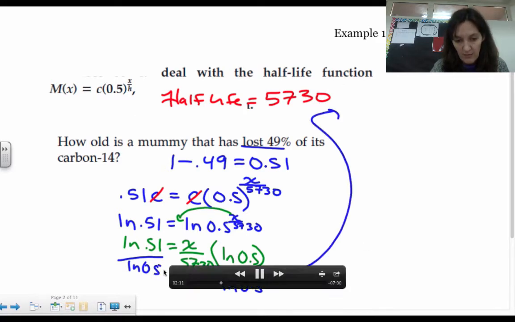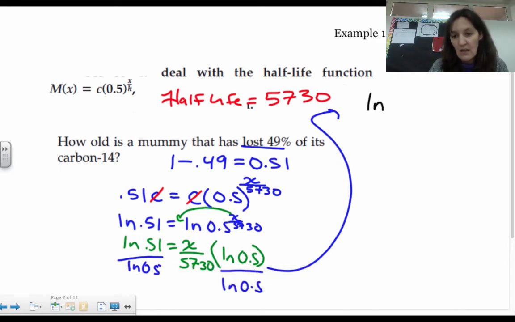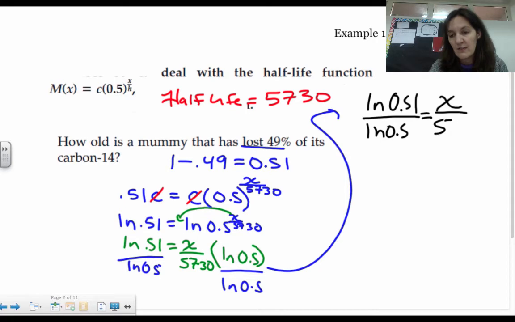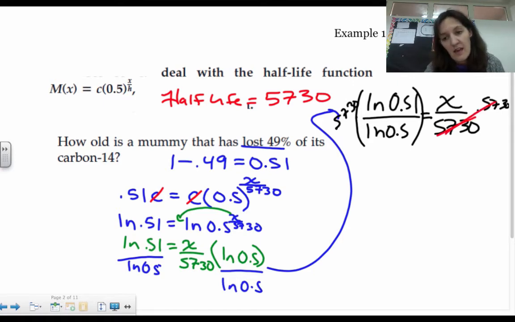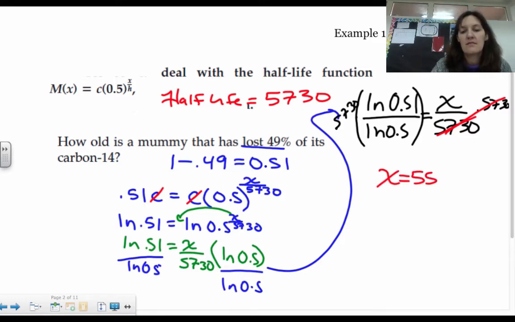That should have a point in it, by the way, right there. Okay. And I ran out of room, so I'm going up. And I have natural log of 0.51 over the natural log of 0.5 equals x over 5730. Now to get that x alone, I can multiply by 5730. That's a multiplication, not a decimal. And I multiply by 5730. And I put it in a calculator. And I end up with x equals 5566. So this mummy is 5,566 years old.